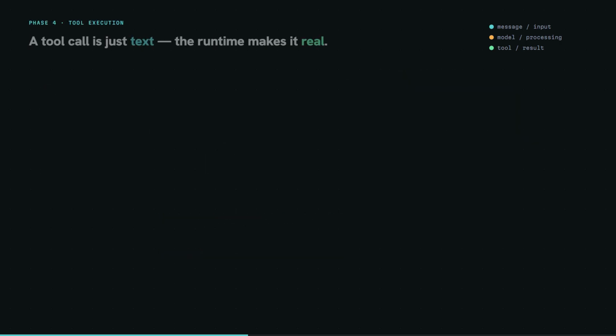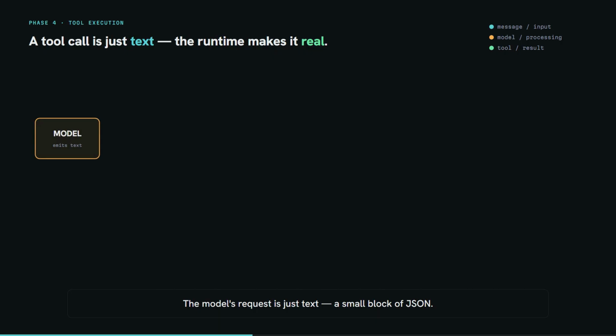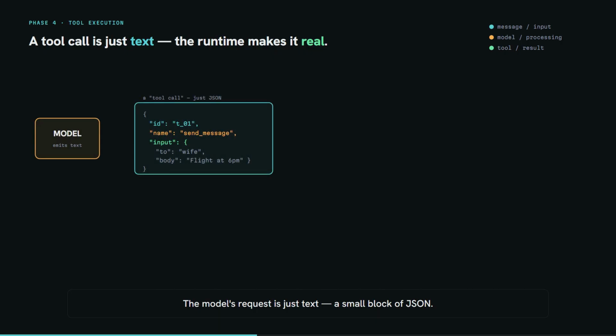So the model emits its request, and here's the part that surprises people. That request is just text, a small block of JSON, an ID, the tool's name, and its inputs. The model didn't open anything, it wrote a note. Now the runtime takes over.